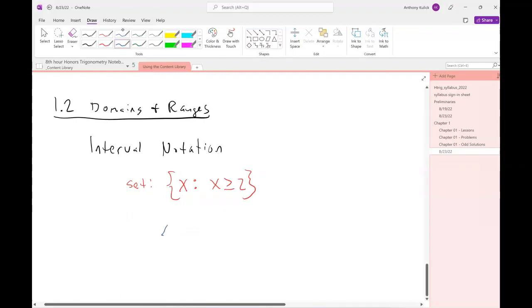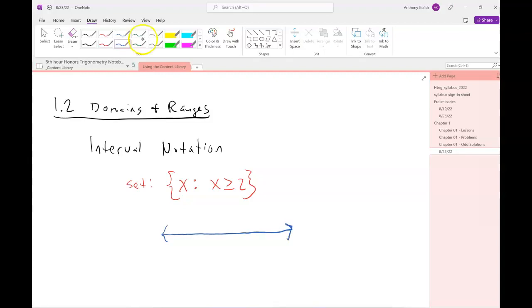So I often think it's helpful to start with a number line to visualize what this set looks like. So here's 2. Because this is greater than or equal to 2, I know I'm going to have a closed circle because 2 is included in the values. And because it's greater than, it's pointing to the right.